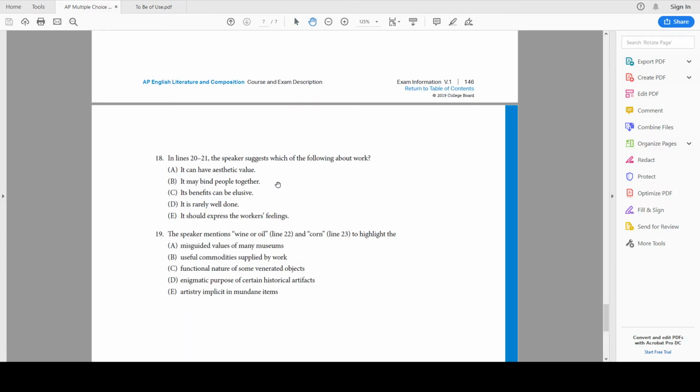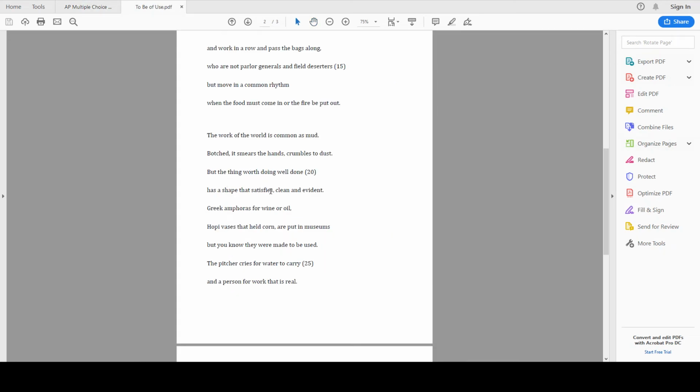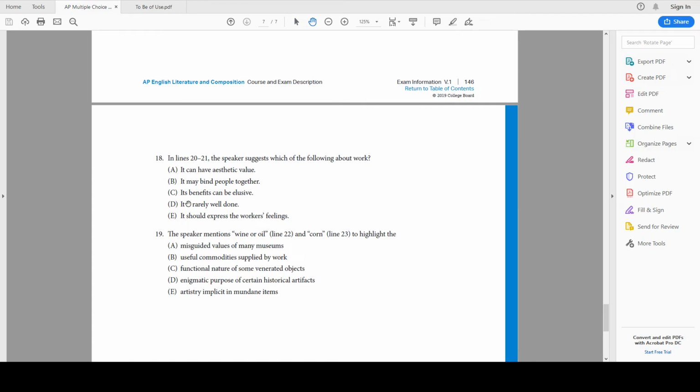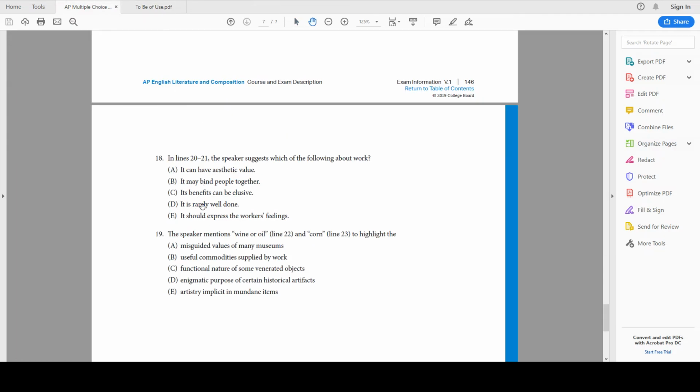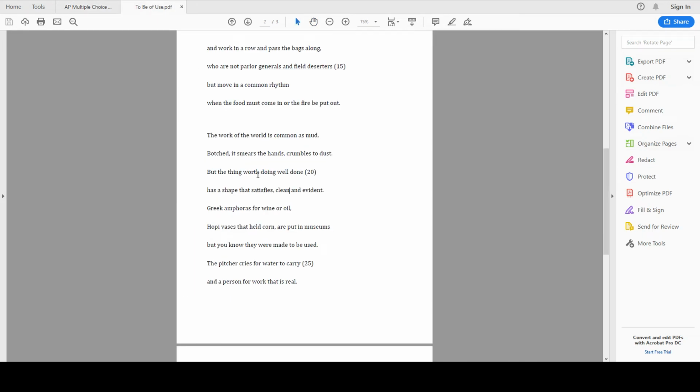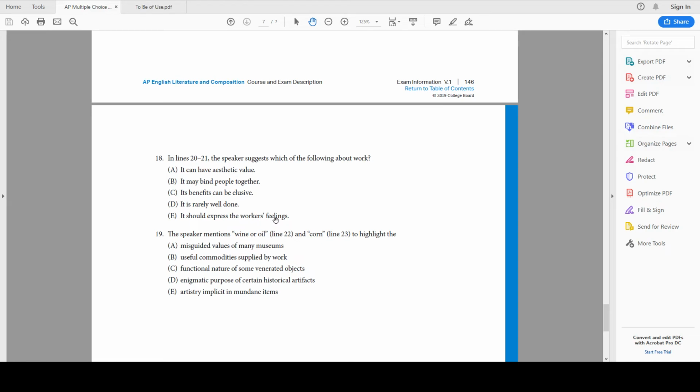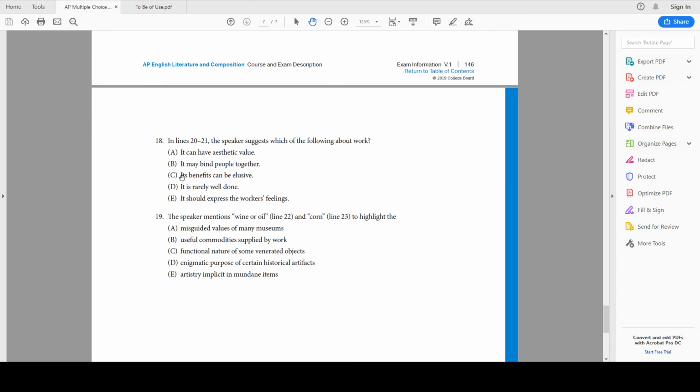It may bind people together. No talk about multiple people there. Talks about being satisfying, but nothing about tying people together. Its benefits can be elusive or hard to find. No, I mean, the benefits are right there. It satisfies. It is rarely well done. No, I mean, sometimes it is well done. It should express the worker's feelings. Don't know how you could possibly give that answer. So to me, the best answer is A.